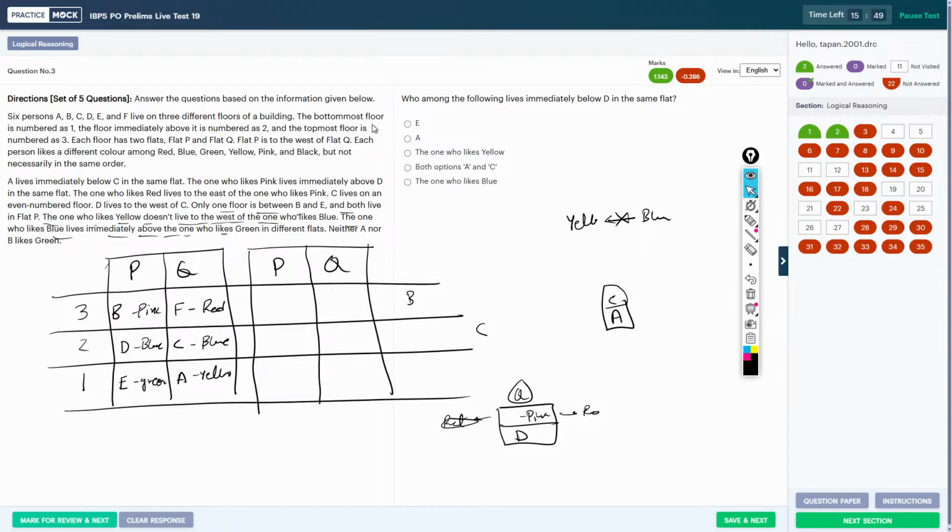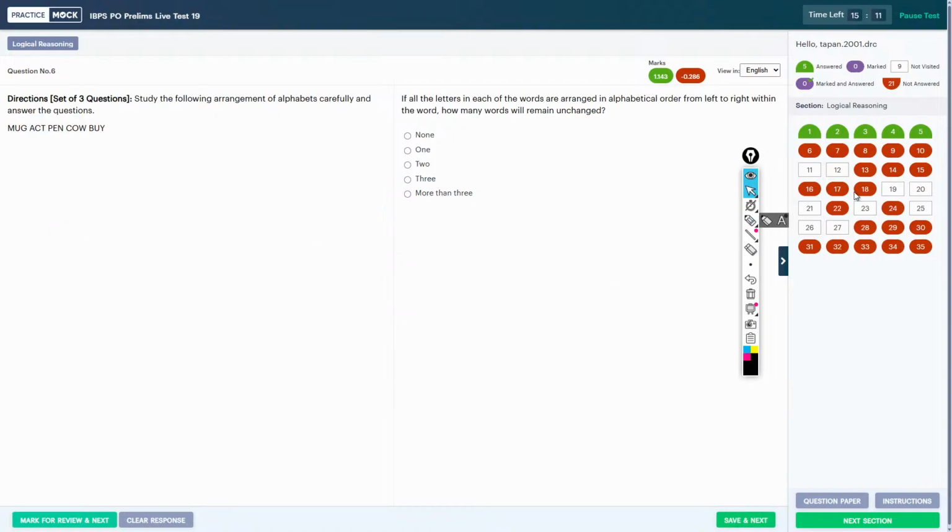No. Now, who lives immediately below D in the same flat? E, green, A, C, only A. 4 of 5 alike. So B, black, E, D, only A is in that Q. True regarding C: blue lives to the east of black, lives one floor above green. Not in the same. Okay.